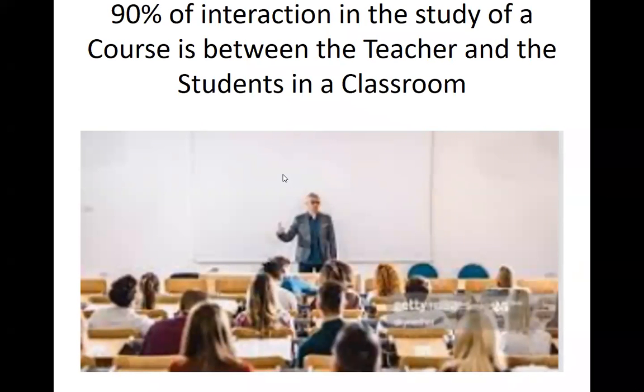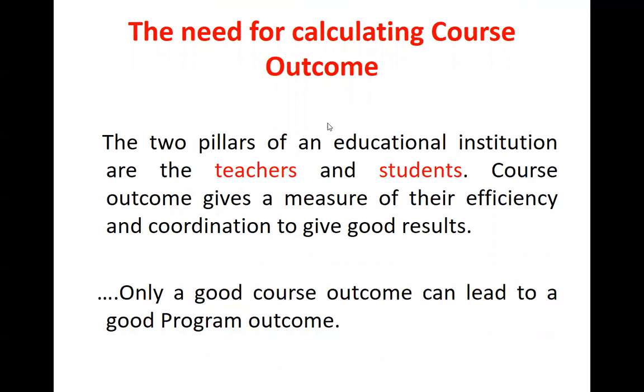Okay. So 90% of interaction in the study of a course is between the teacher and the students in a classroom. So the two pillars of an educational institution are the teachers and the students. And course outcomes give a measure of the efficiency and coordination. So course outcomes form the basis. If the course outcomes are good and if they are attained well, automatically the program outcomes will be attained. So only a good course outcome can lead to a good program outcome.